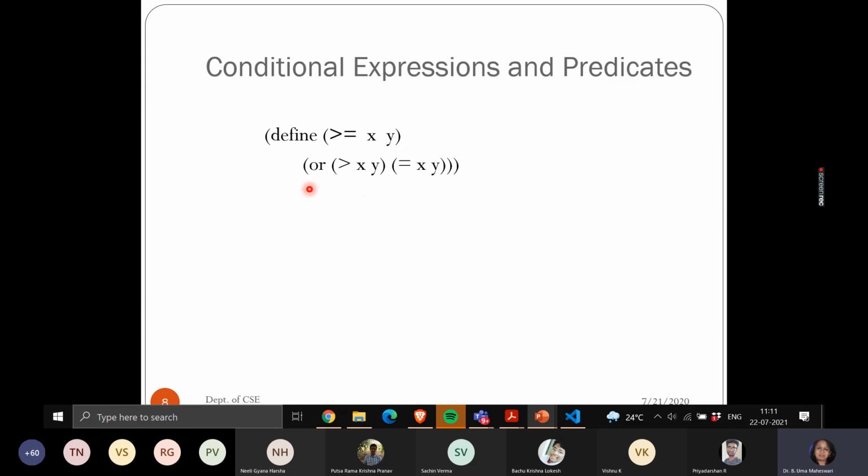Okay, so now, can you tell me, is there any other way of implementing the same thing? Any other way?